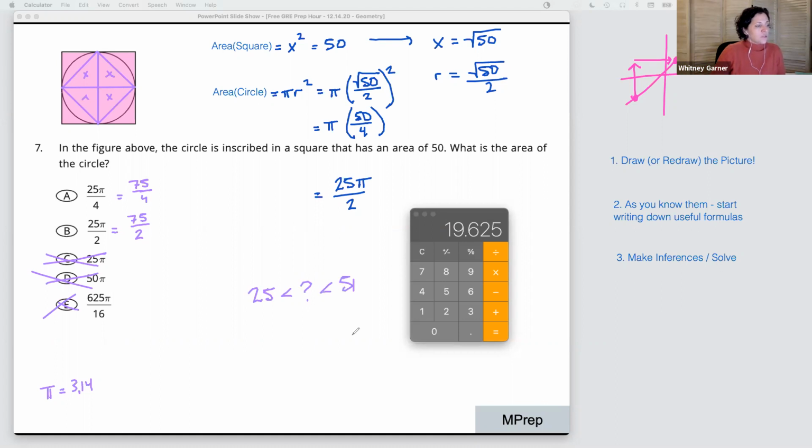So if I want to get really advanced, my unknown circle area has to be between 25 and 50. And the only answer choice that gets me there is B. So even if you weren't entirely sure what to do with all the, oh gosh, what's the formula for the area? Estimation can get you there.